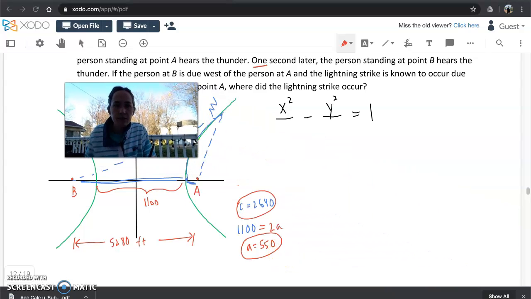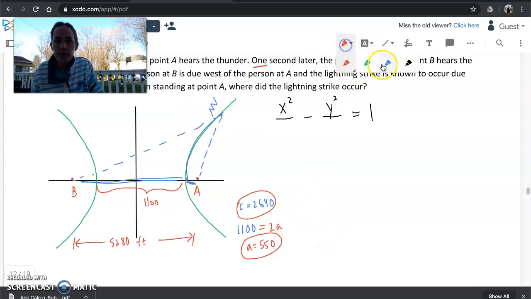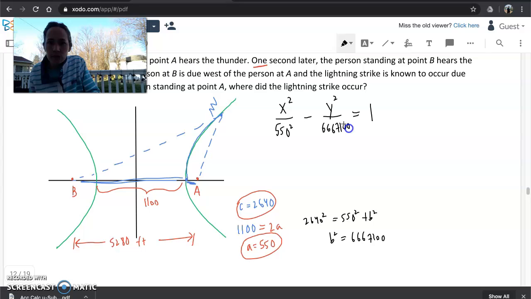All right, so it's time to get B, right? No time like the present. We know with hyperbolas, we can use the regular Pythagorean theorem. So C squared, 2640 squared, equals A squared plus B squared. Solve that for B, you get B squared equals, don't be scared, 666, that doesn't look great, but then 7100 on the end of it. And that can go with the y's. X's can be A squared, so 550 squared, and then B squared can go here. And this is going to be a usable function as a model for where this lightning's going to fall.